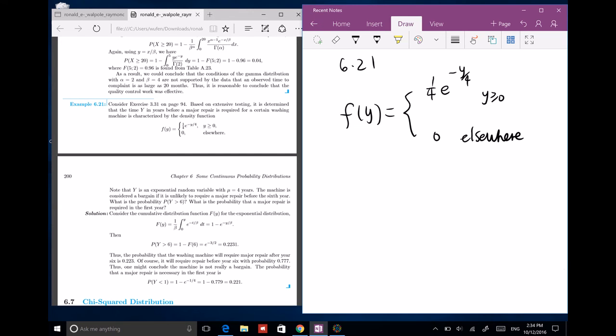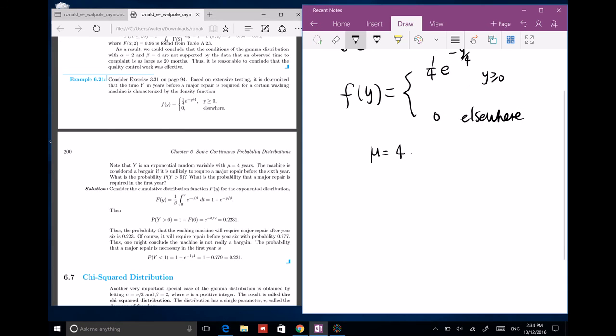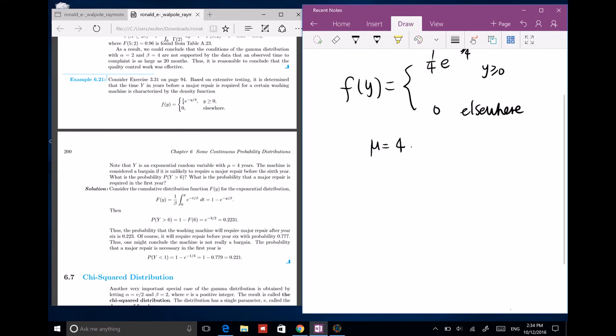The density function is given as an exponential function with mu equals 4. Then the question asks: the machine is considered a bargain if it's unlikely to require major repair before the 6th year. What is the probability that P(Y > 6)? Y is the random variable.